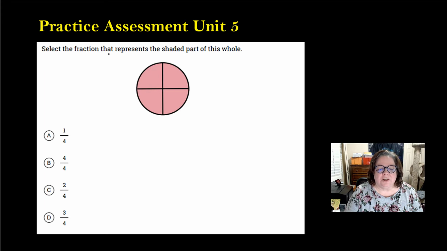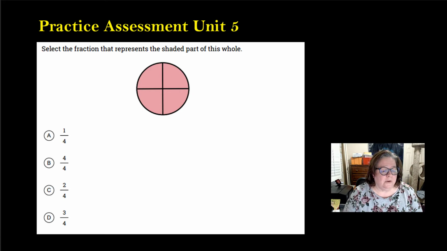Select the fraction that represents the shaded part of this whole. So let's look at this for a moment. What do we see here? I see a circle divided into 4 pieces. All of it is shaded.